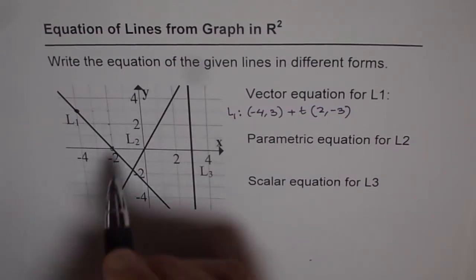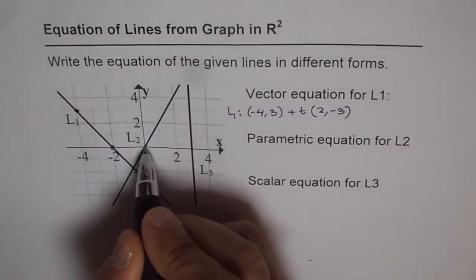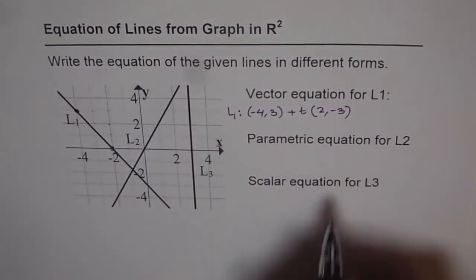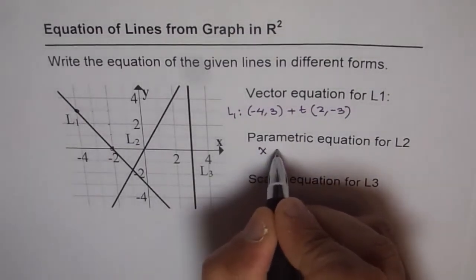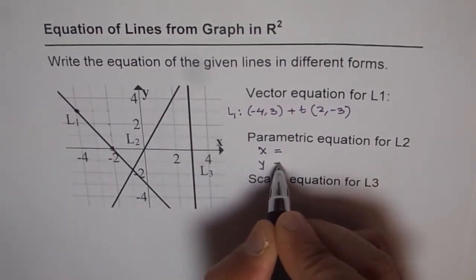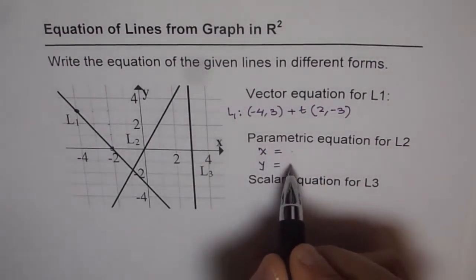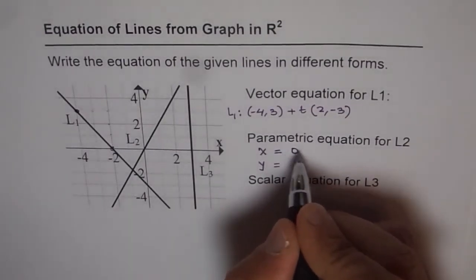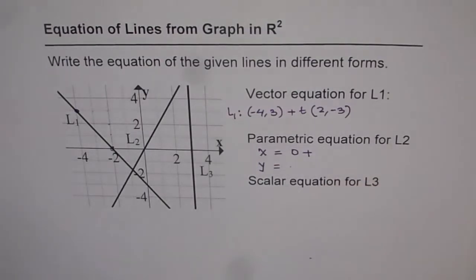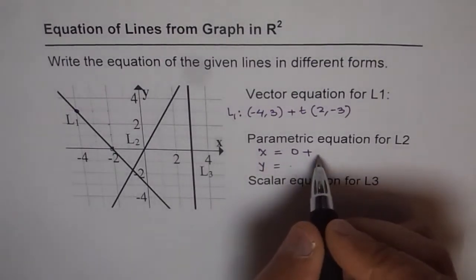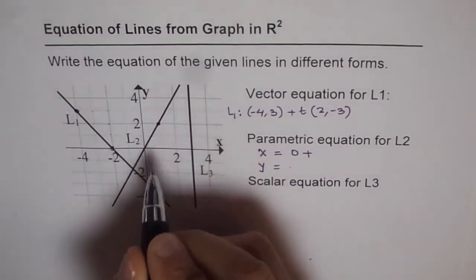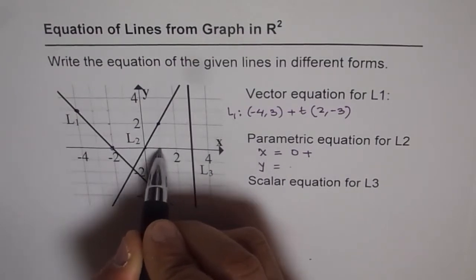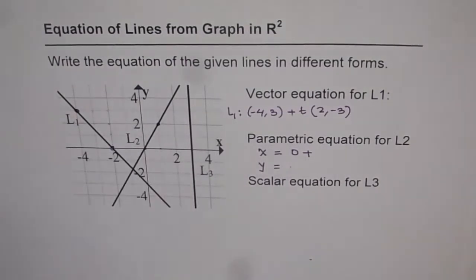Now let's move on to line 2, which is this line going through the origin. Parametric equation for line 2. A parametric equation is written in the form of x equals what and y equals what. So we take a reference point here. We could take 0 as a reference point. So it becomes 0 plus t times the direction number, right? We can consider any point here. To move from the origin to that point, we need to move 1 unit to the right and 2 up, right?